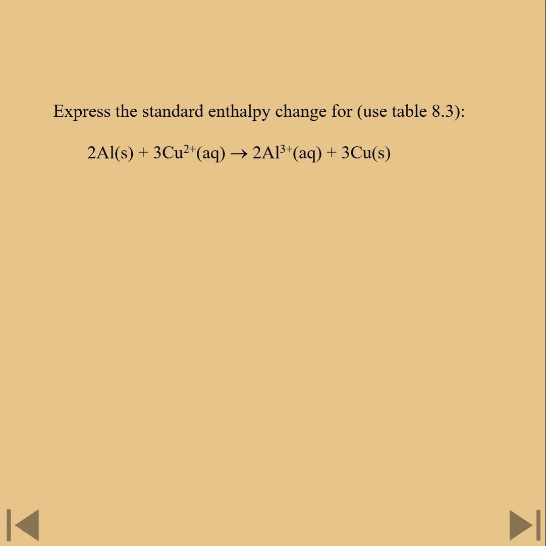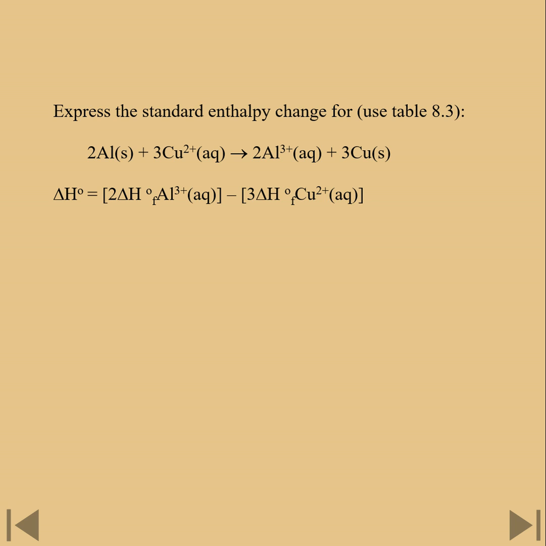Okay, similar questions, same approach. Calculating enthalpy from the table. It's the sum of the heats of formation in the product, so that's going to be the 2 aluminum ions, minus the sum of the heats of formation in the reactants, that's going to be the 3 copper 2 ions.